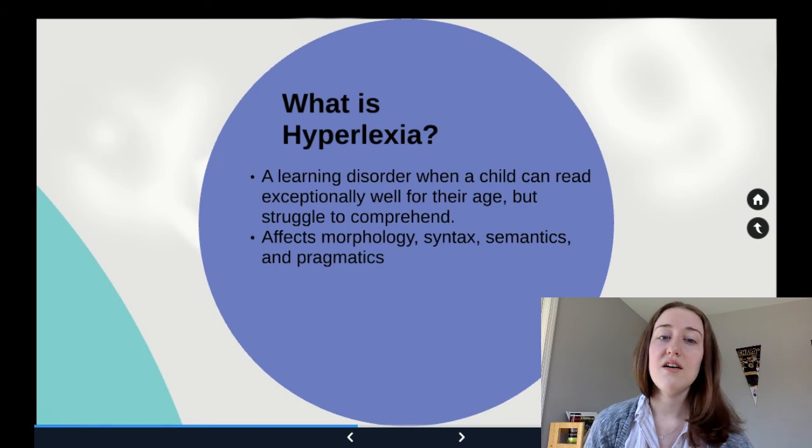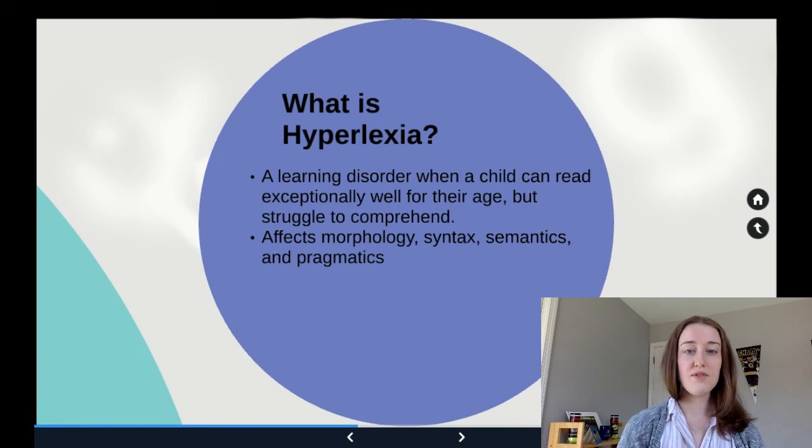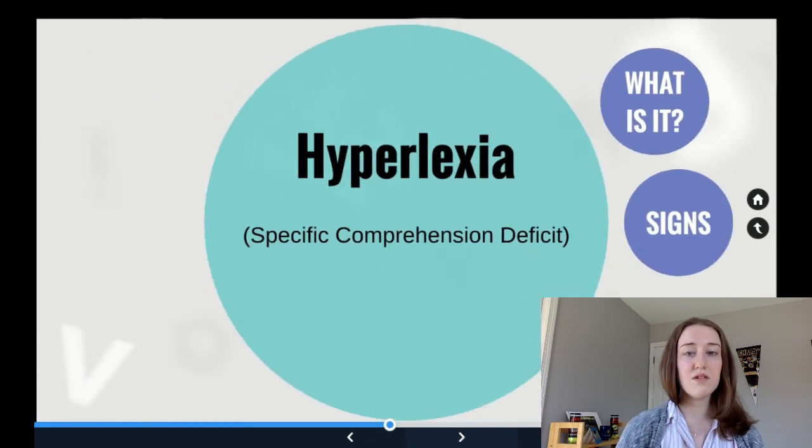So yeah, hyperlexia also affects morphology, which is how words are formed, syntax, which is the sentence structure and word order, semantics, which would be the word meaning in relation to other words within the sentence, and lastly, pragmatics, which would be the language in context, whether that be in context of a book or in context of social situations. People with hyperlexia tend to struggle with that as well, which we'll get into in a second.